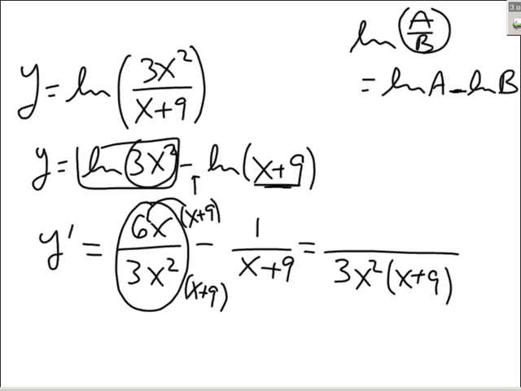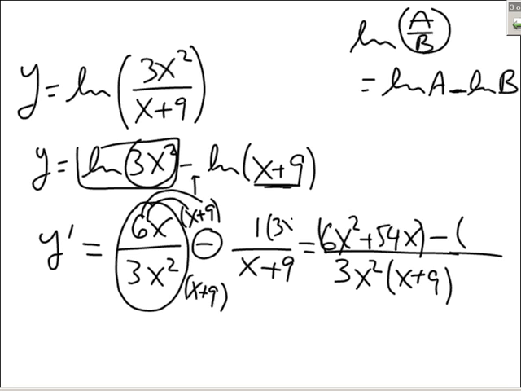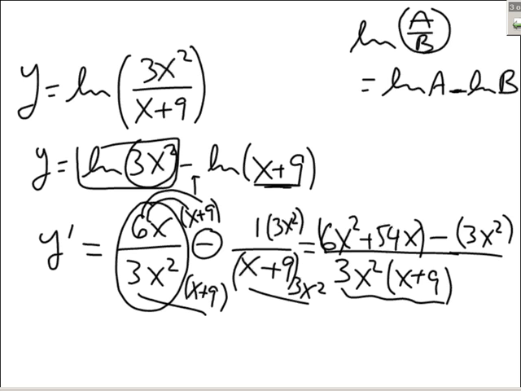And that's going to give us 6x squared plus 54x minus, here we need to just multiply by 3x squared. That way both denominators equal what I've been using. Okay, and 1 times 3x squared, I hope that's obvious, it's 3x squared. 6x squared minus 3x squared, well, that's 3x squared plus 54x.